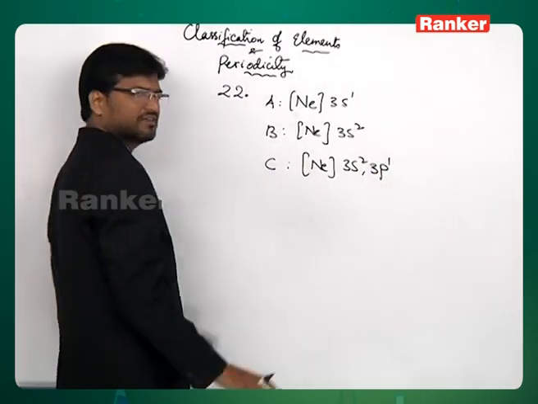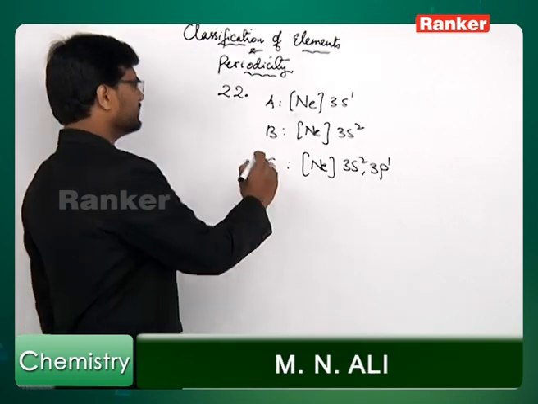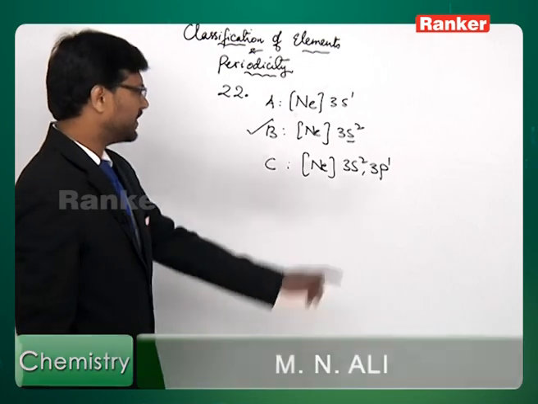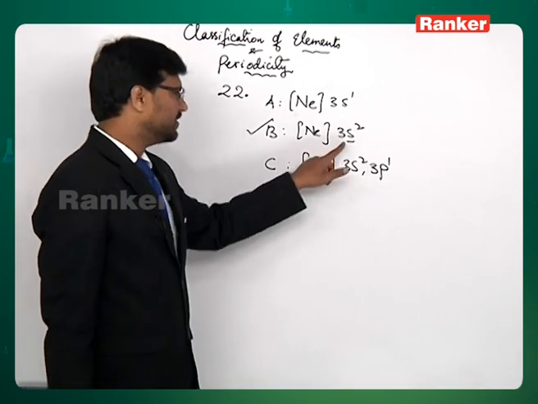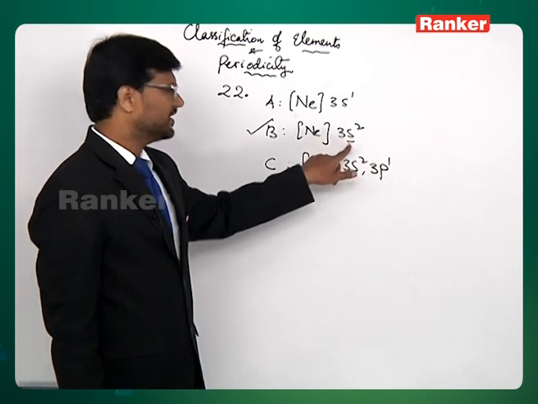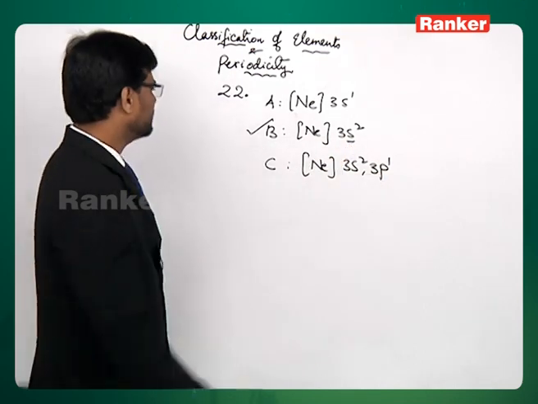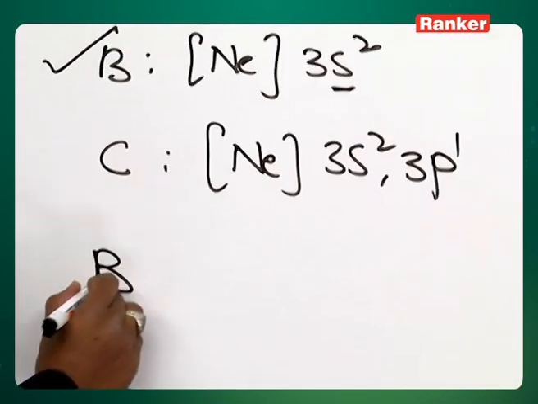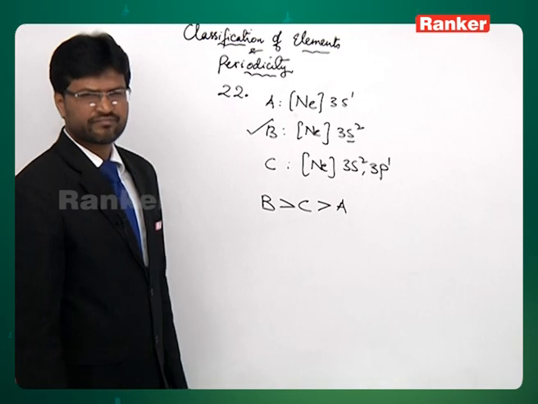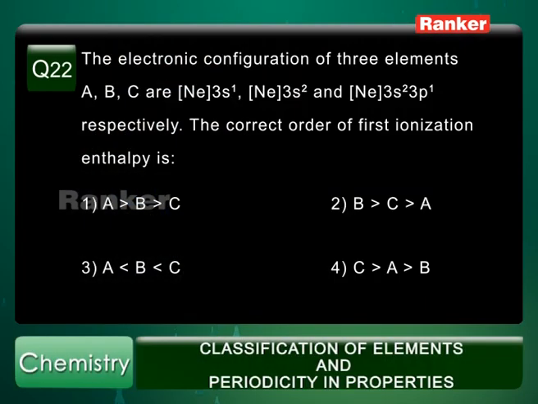Out of these elements, the element with highest ionization enthalpy is not C, it is B, because of extra penetrating power of s orbital when compared to p. This element loses electron from s subshell, whereas this element loses electron from p subshell. S is more deeply penetrating than p. So, the correct answer is B greater than C greater than A. The option is second option. The reason why B is greater than C is extra penetrating power of S subshell when compared to P subshell.